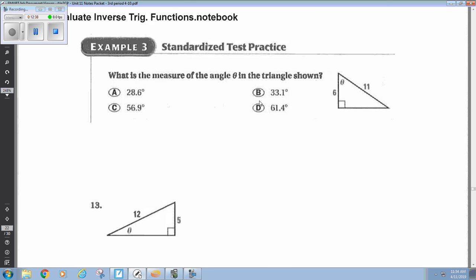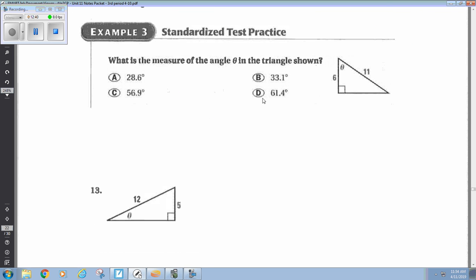All right. So for this next example, we're not going to do it together. However, if you were to have done this problem correctly, you should get C as your answer. You should get 56.9 degrees as your answer. Again, that's your theta. There's your opposite, there's your hypotenuse, and 6 would be your adjacent. So again, we're not going to do it together, but that's the answer that you should get if you do it correctly.